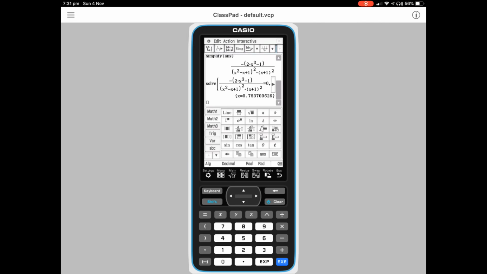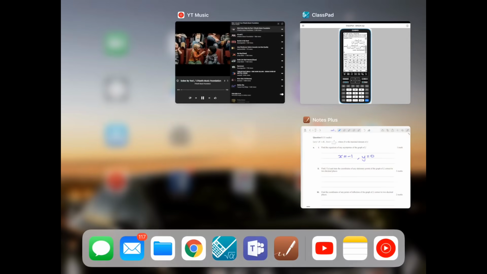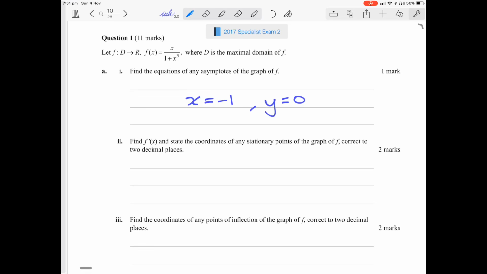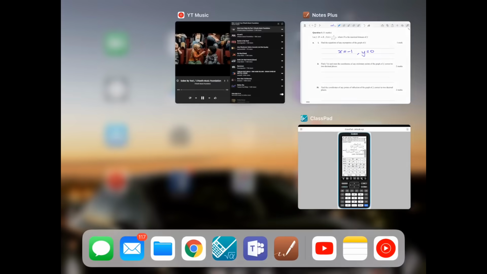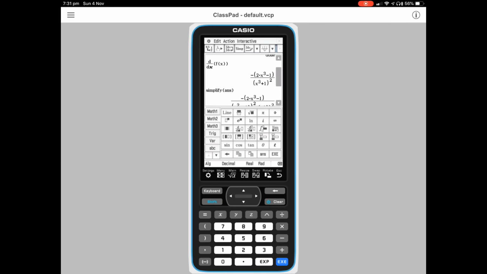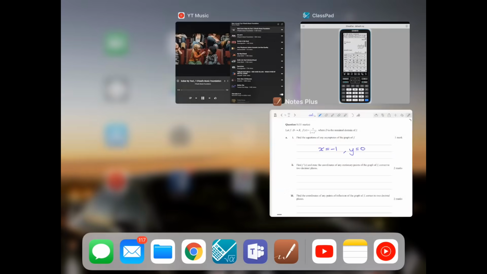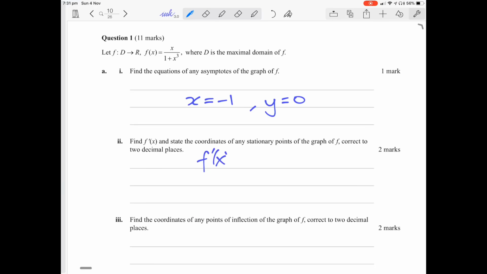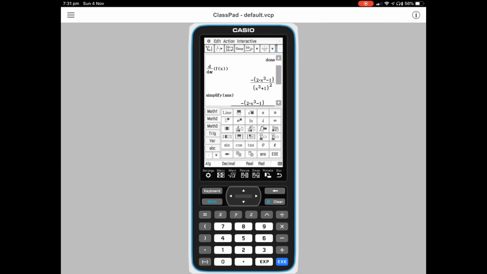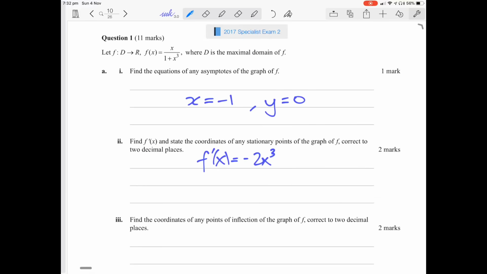Take your calculator off complex. Okay, what did it say? Stationary points, correct to 2 decimal places, find f dash. Okay, so that's the first thing we've got to do. So f dash of x is -2x cubed minus 1 on x cubed plus 1, and f dash x is -2x cubed minus 1 on x 1 plus x cubed.